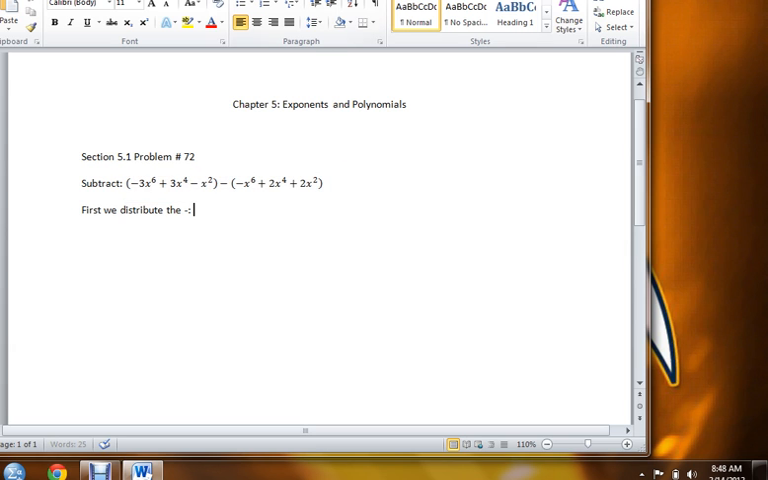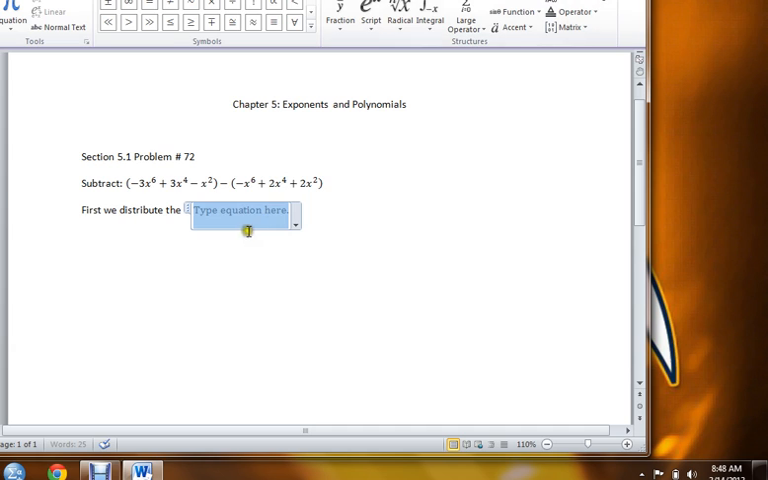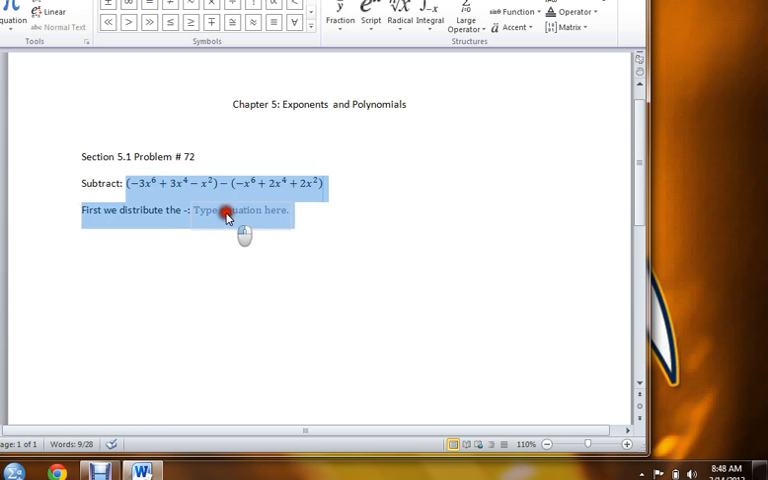So let me go into my equation editor. And I'm going to go back up to this other one. I'm going to copy all the inside stuff from this first grouping, and I'm going to type that into my equation editor with a paste operation. But I've lost the parentheses, the grouping symbol that goes with it. Now I'm going to distribute this minus sign.